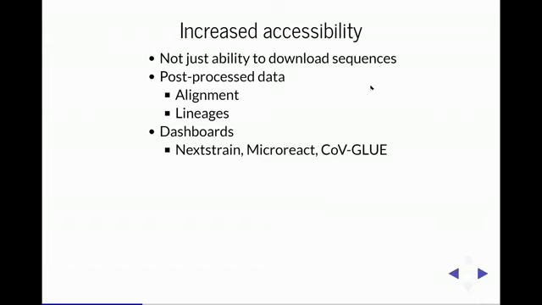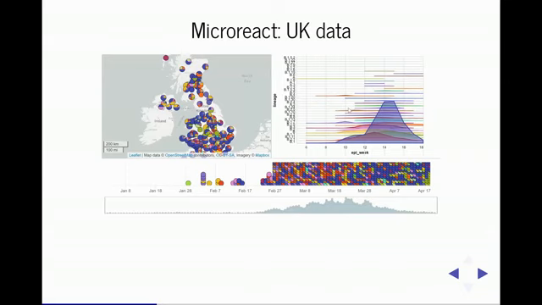There's coronavirus GLUE from Glasgow, and that's very useful if you want to analyze your own data sets and integrate them with a database of sequences. And I'll talk a little bit more about MicroReact, which is an initiative led by David Aanensen at Oxford and the Sanger, which consumes all the data that's generated by the COVID-19 Genomics UK Consortium, and then displays the lineages and the timeline of the sequences.